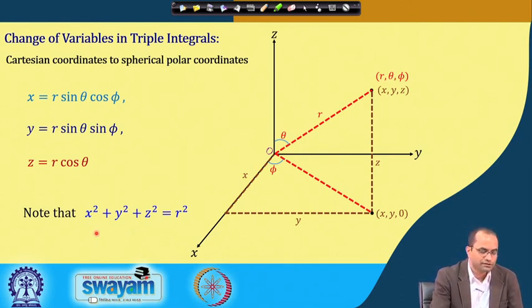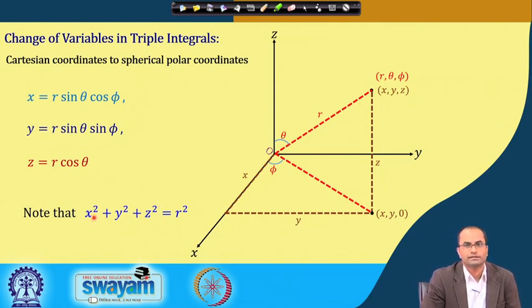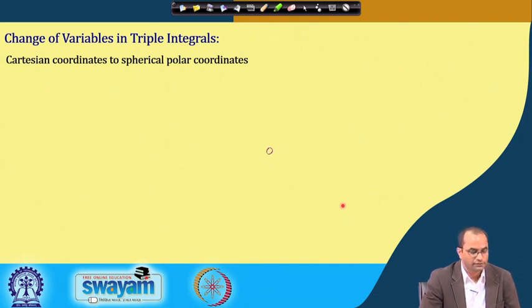So, whenever we see a term like x square plus y square plus z square, and we are going to change the coordinate system, we will simply put x square plus y square plus z square equal to r square. Now, with this introduction to the change from Cartesian coordinates to spherical polar coordinates, we can talk about the triple integrals.